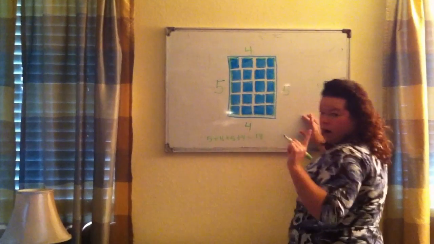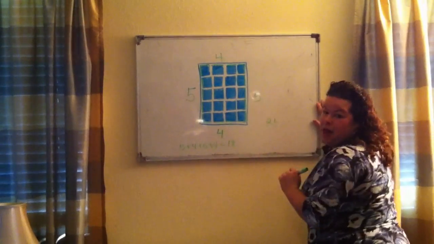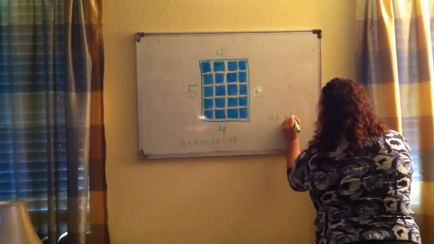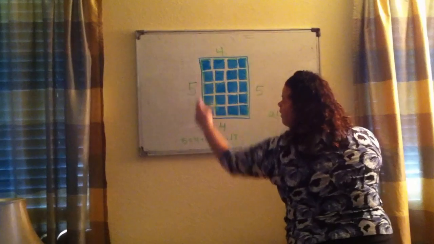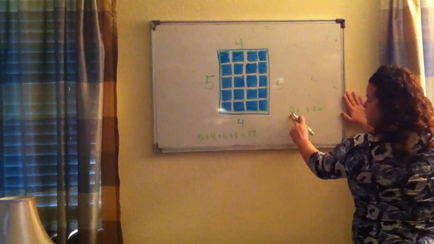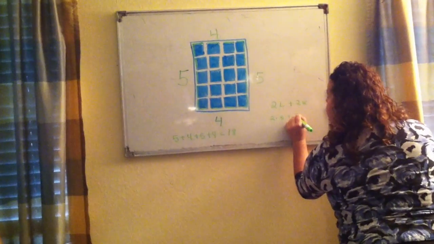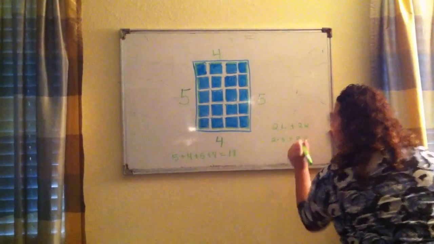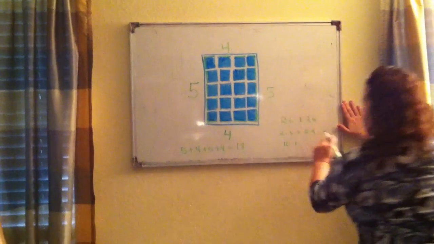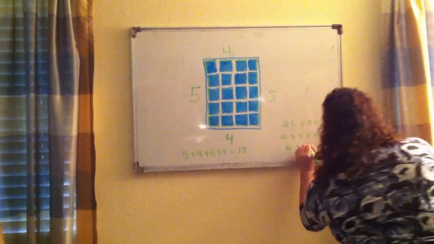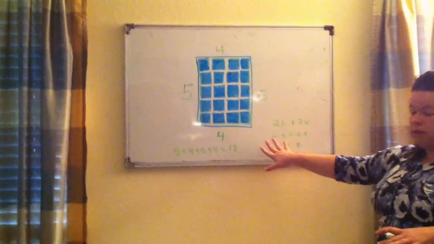Or the algorithm we can use is 2 times the length, we're going to use an L for length, plus 2 times the width. We're going to use a W for width, the length of the shape and the width of the shape. So if we did 2 times 5 plus 2 times 4, what is 2 times 5? 10. 10. What is 2 times 4? 8. 8. Remember, we have to do our multiplication first, as order of operations go.